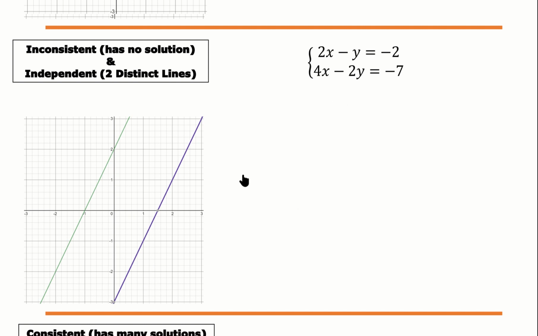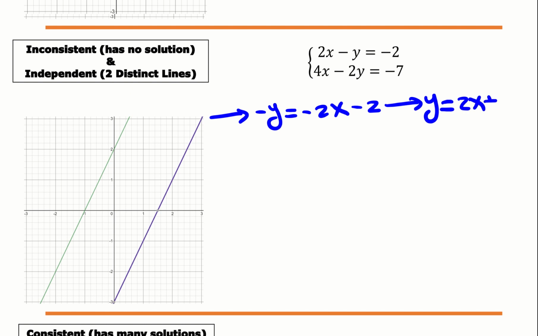So therefore, here we would get a system that's inconsistent, because remember, to be consistent, the system has to have at least one solution, and the system is still independent because the two lines are distinct. And if we did the analysis that we did on the last one, solve the first equation for y to put it in y equals mx plus b form, we would get negative y equals negative 2x minus 2, divide both sides by negative 1 to get y equals 2x plus 2.